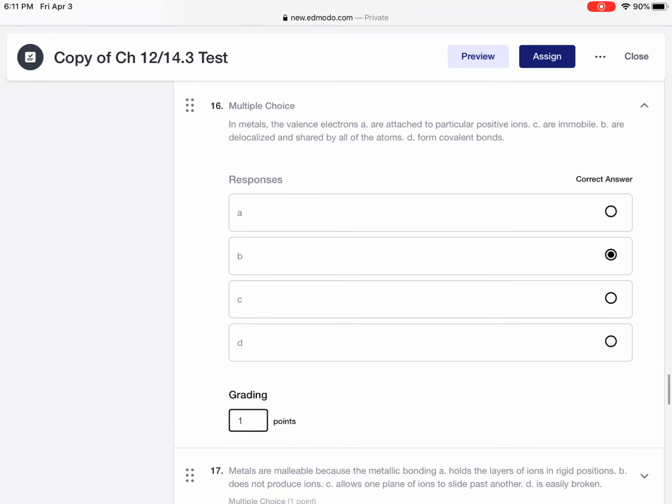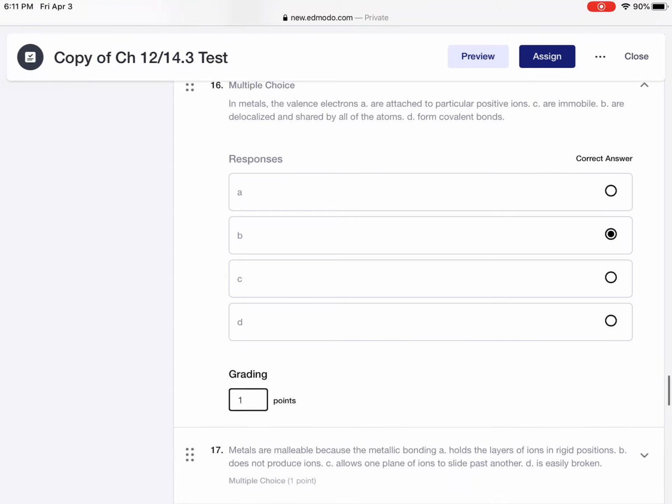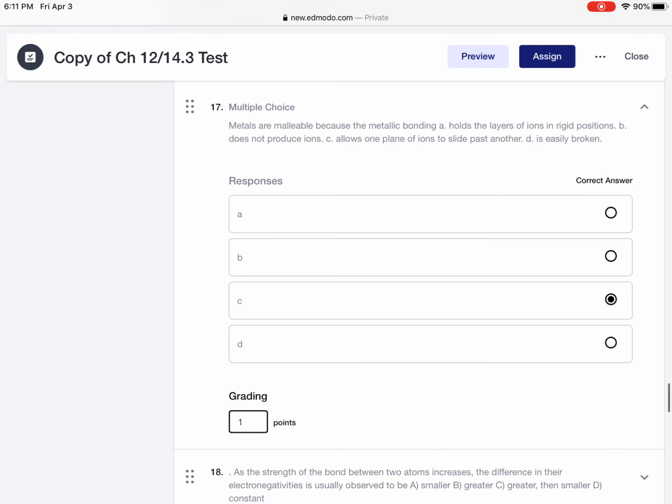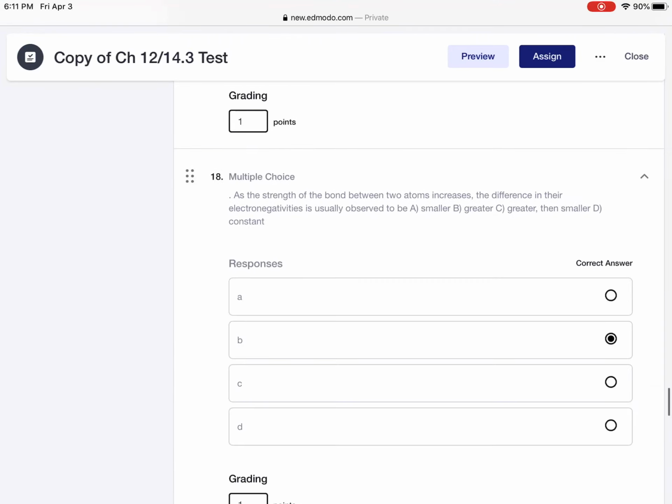16. In metals, the valence electrons are delocalized. So that was the whole big thing about metallic bonding. That is a property of metallic bonding. Metals are malleable because of metallic bonding. Now, if it was rigid, they would fracture apart, but they don't. So it allows one plane of ions to slide past another. That would be the correct answer.